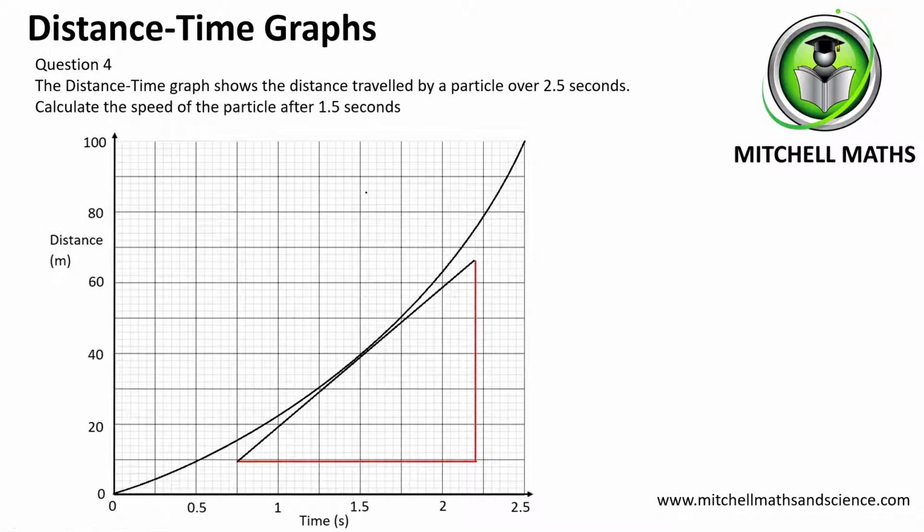So what I've done here is I've drawn a tangent. It's just touching at 1.5, and I've lined it up so it's at the same gradient at that point. The gradient is the slope. And what I'm going to need to do is calculate the change in y over the change in x of that line, because the gradient is the change in y over the change in x.